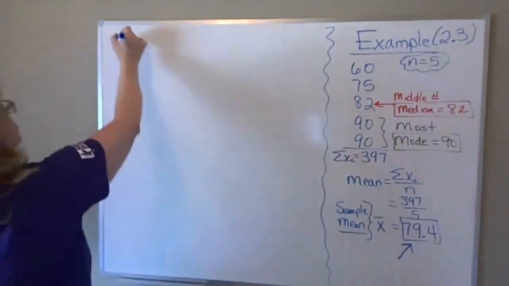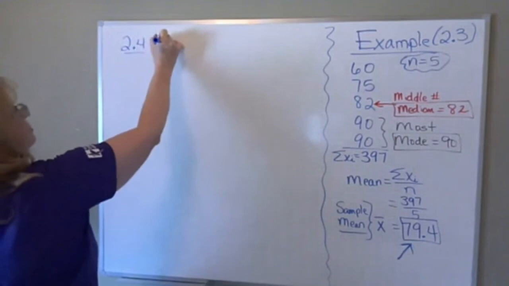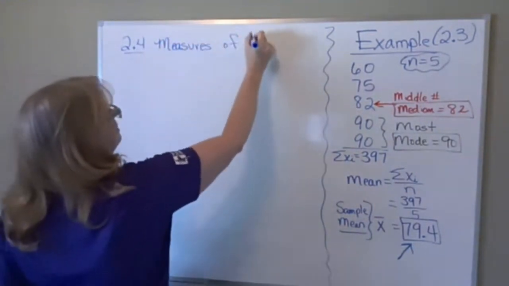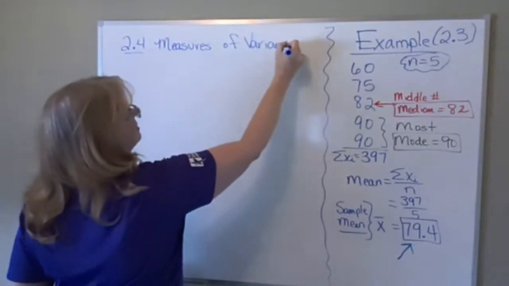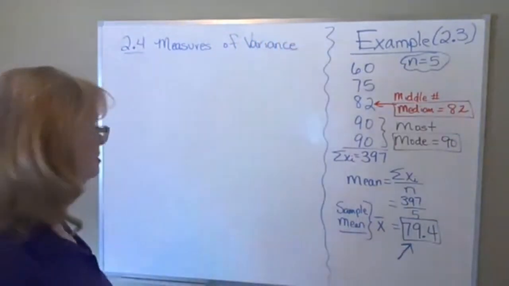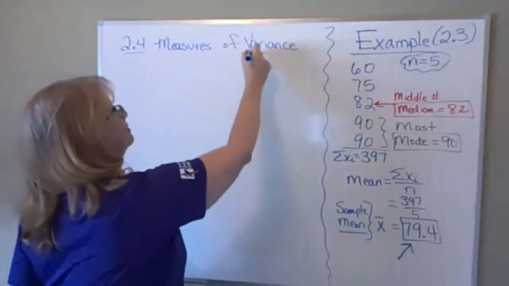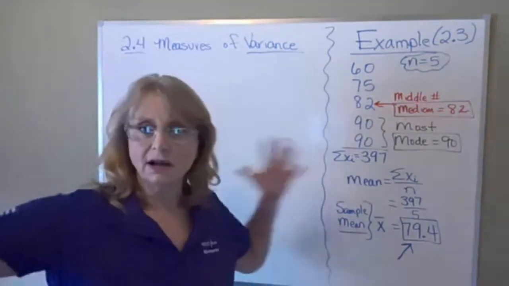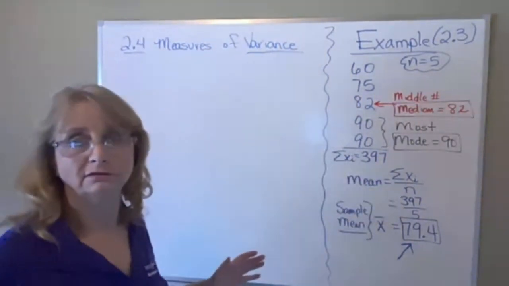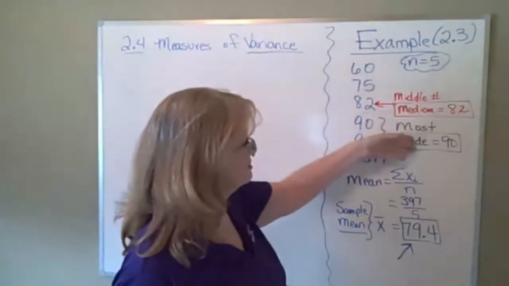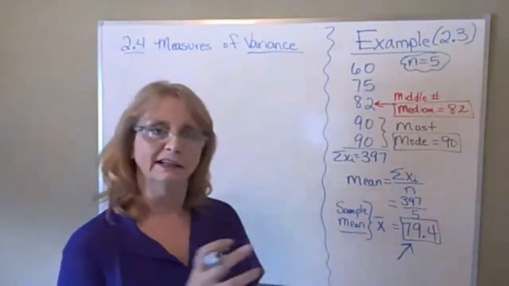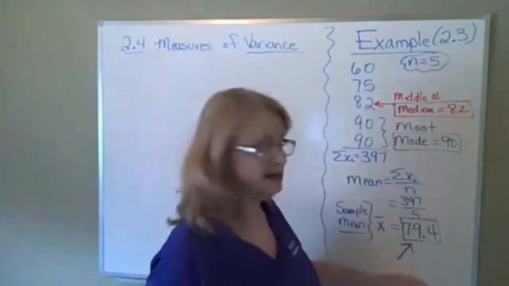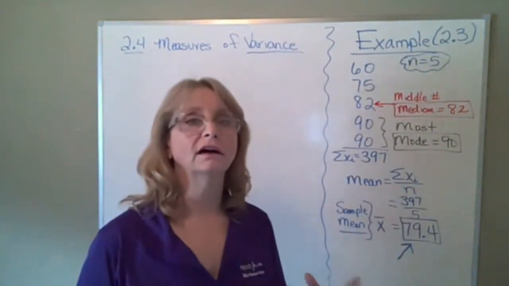All right, so in 2.4, we're doing measures of variance or variation. Okay. When we talk about variance or variation, we're talking about how much the numbers vary, how spread out they are. These are measures of central tendency, and they're more about the middleness of the numbers. In fact, the median is the middle. So measures of central tendency are about the middleness of the numbers.